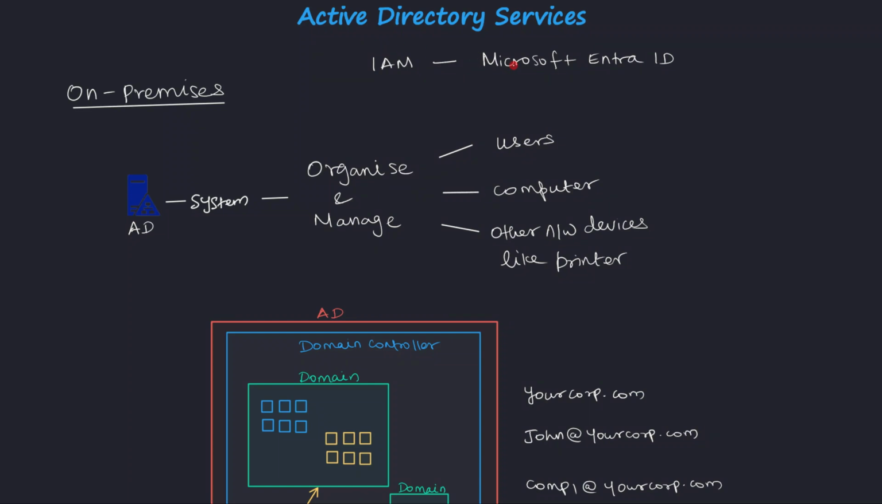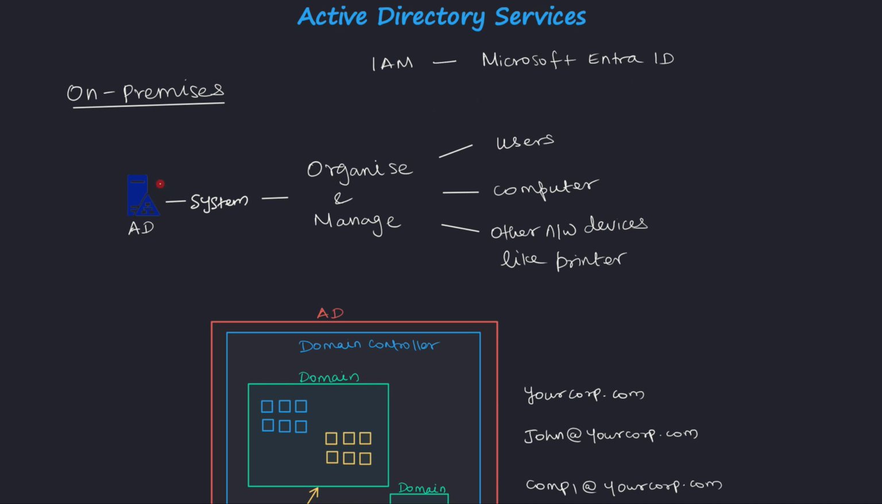Active Directory Services is Microsoft's identity and access management solution, and in the cloud it is called Microsoft Entra ID. We have had Active Directory Services on-premises for quite a while. So before looking at how it works in the cloud, let's understand how it works on-premises, and then we will see what the advantages are of moving to a cloud-based identity and access management solution called Microsoft Entra ID.